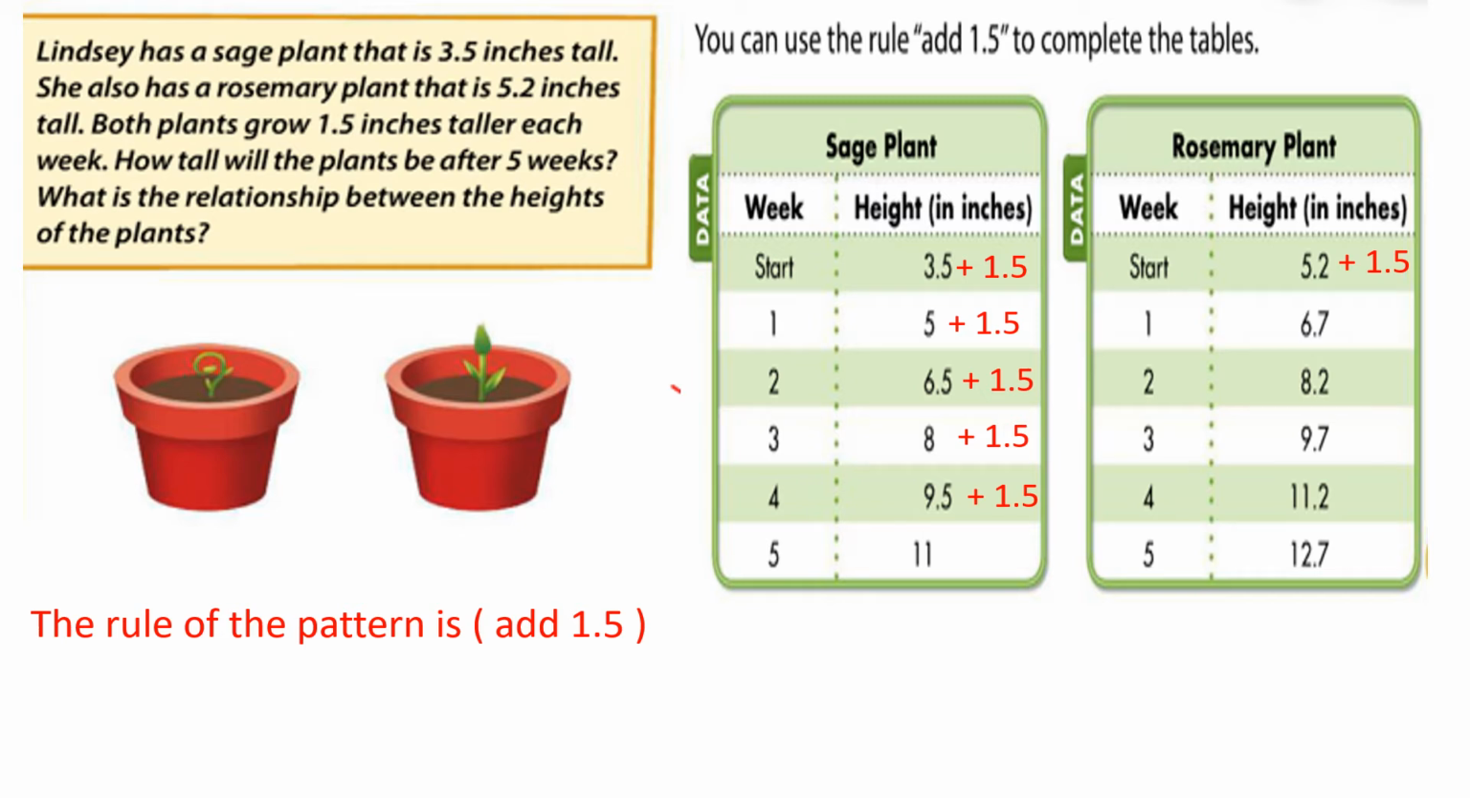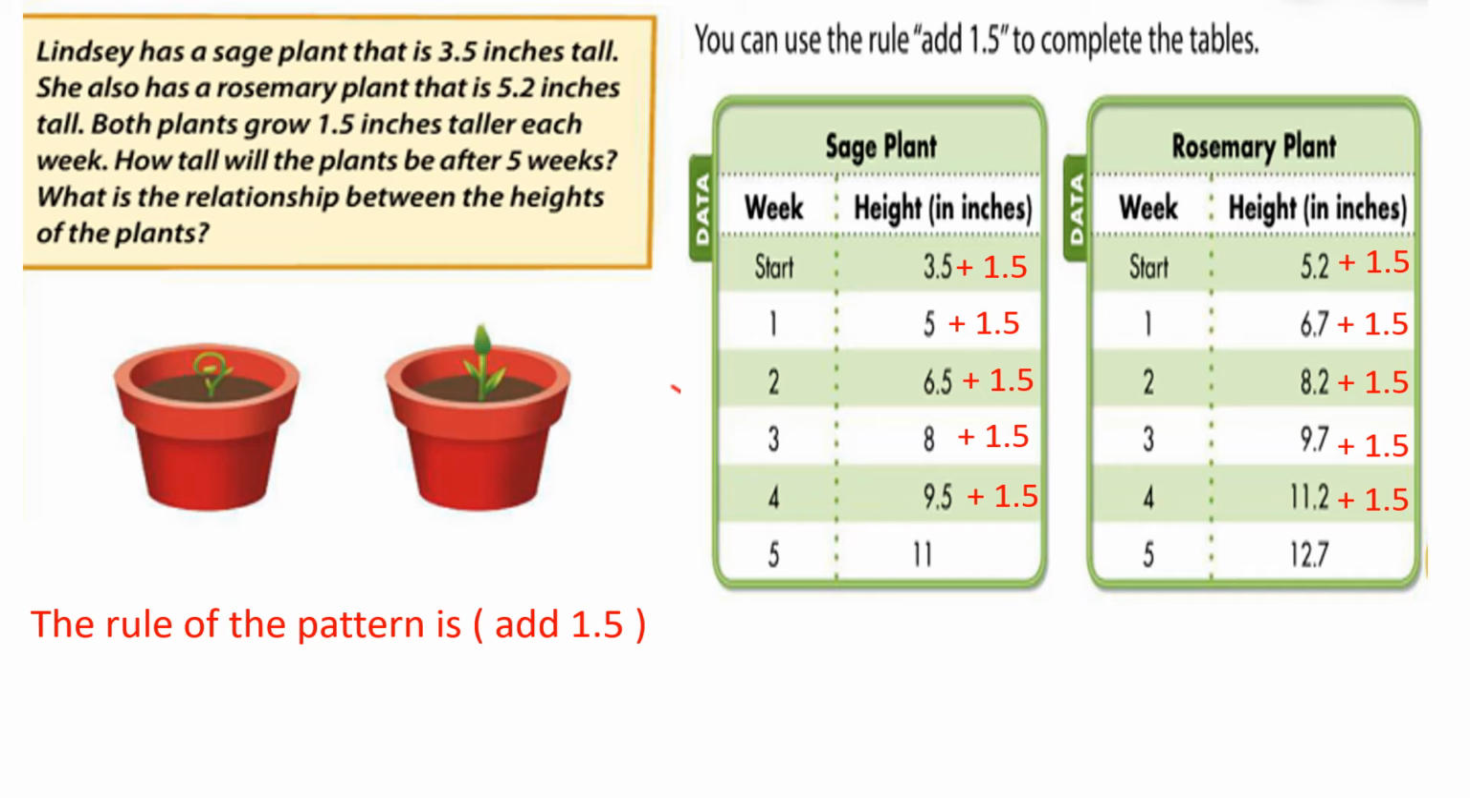So at the end of the first week, the rosemary plant will be 6.7 inches tall. Then add another 1.5 to 6.7 will be 8.2 at the end of the second week. Then add another 1.5 to 8.2 will be 9.7 inches tall at the end of the third week. Then add another 1.5 will be 11.2 at the end of the fourth week. Then add another 1.5 will be 12.7 at the end of the fifth week.